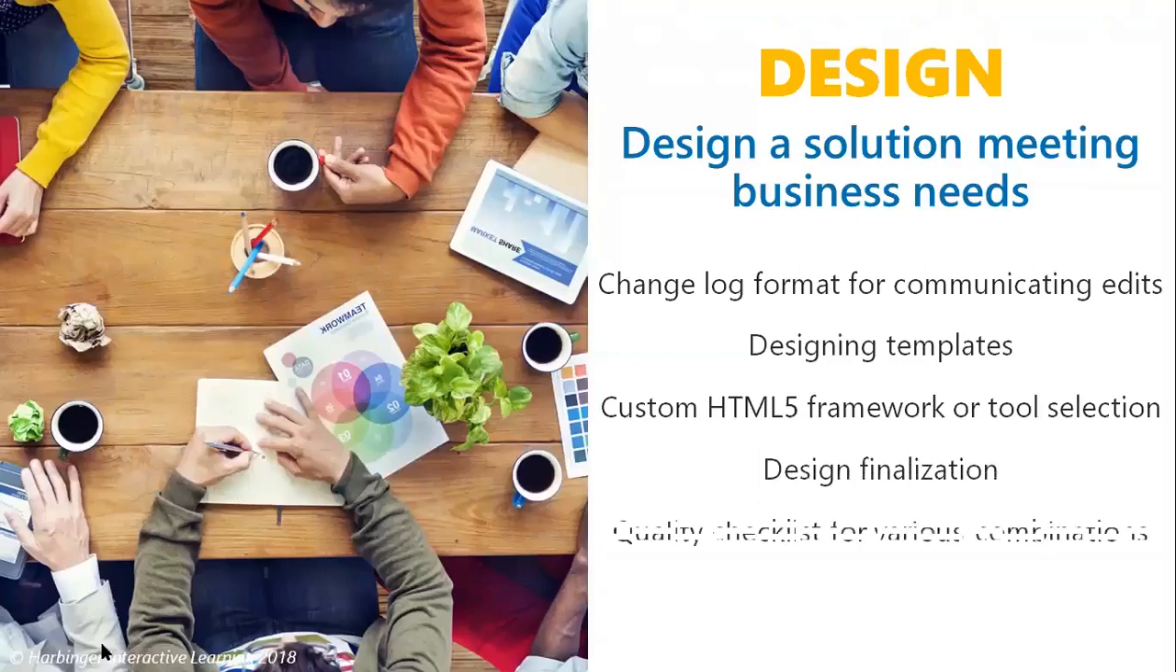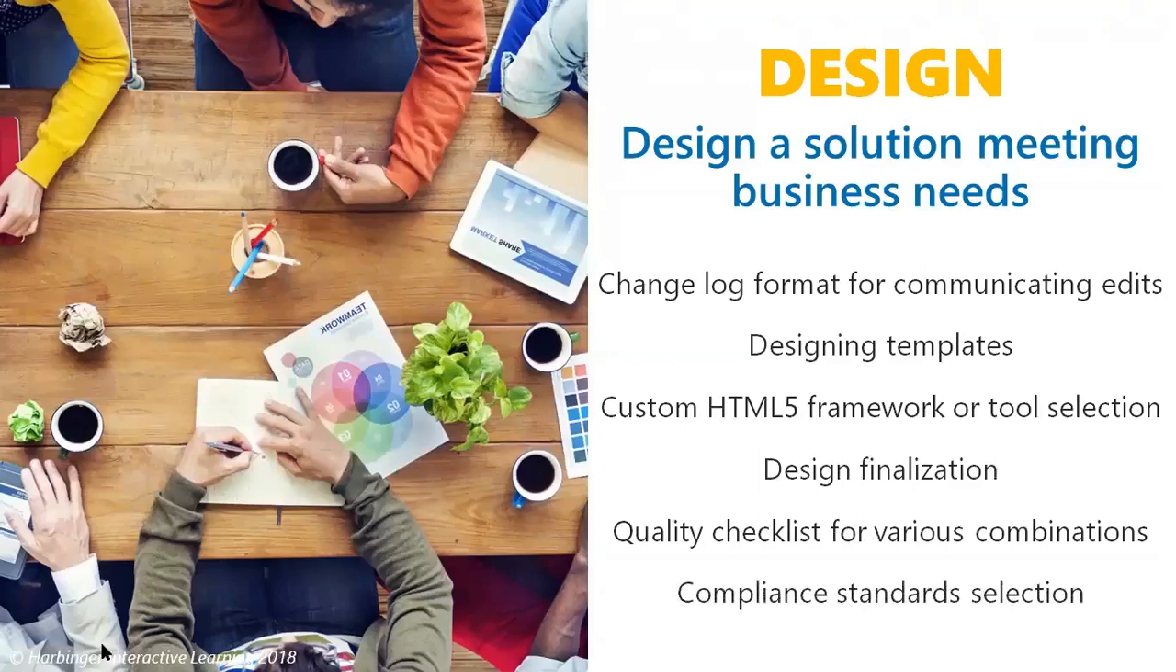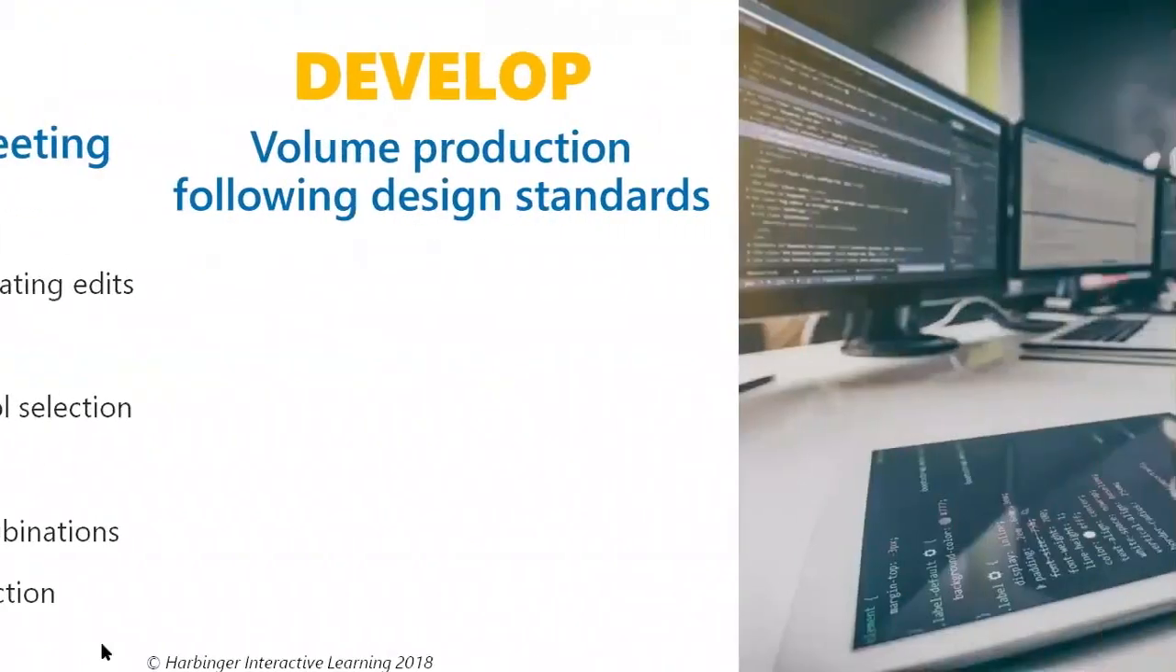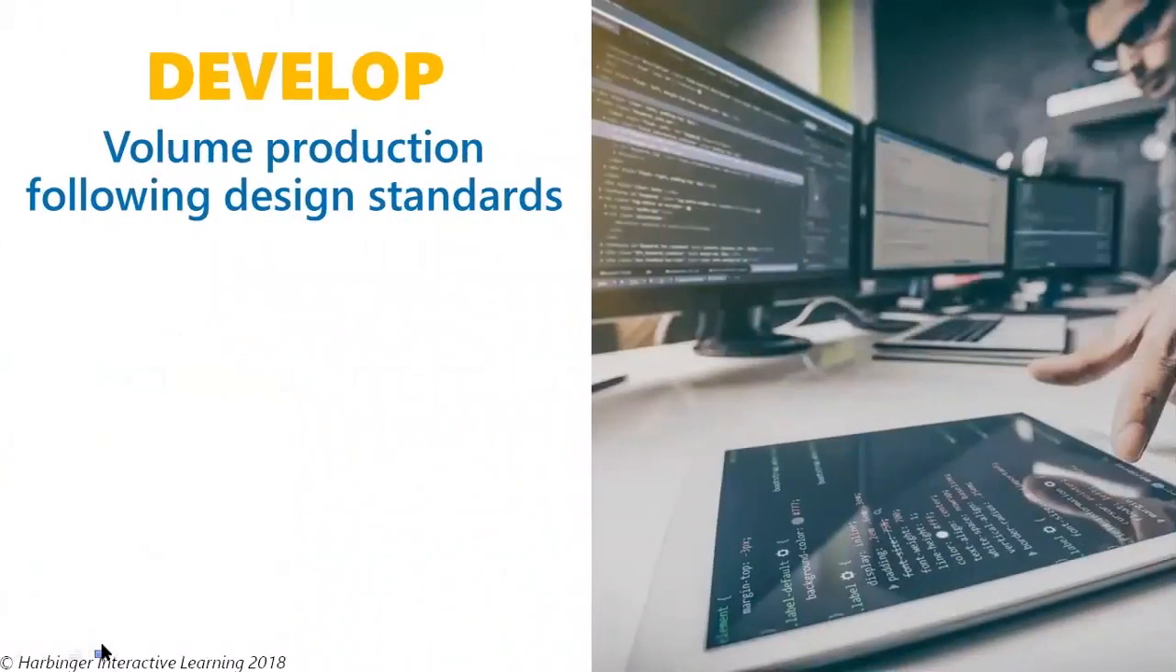And we finalize the design, and we ensure that there is a robust quality checklist that is created for every process, for every deliverable. And once we have selected the compliance standards, we ensure that there is a quality checklist for those compliance standards as well. And then we actually get into the development phase, which is basically about volume production following the design standards.